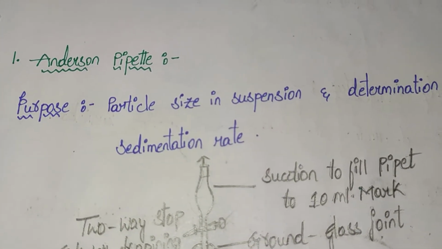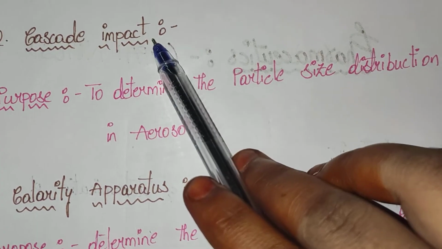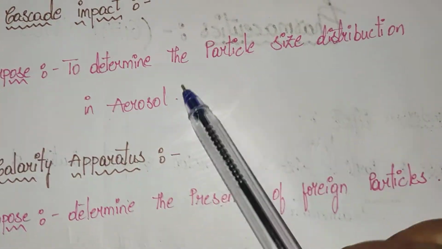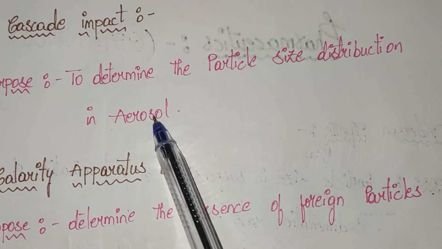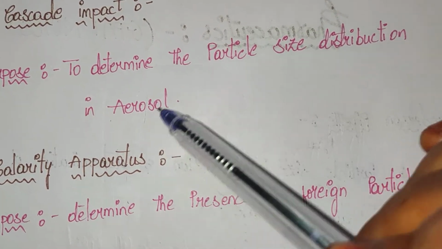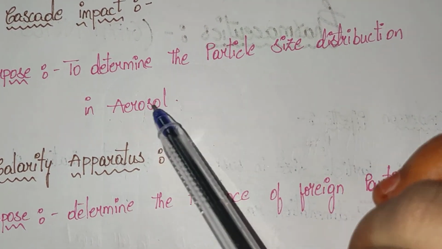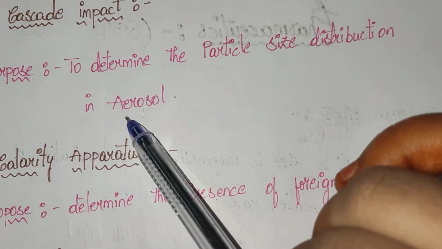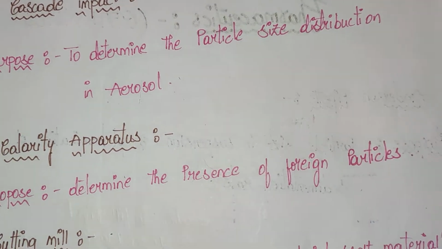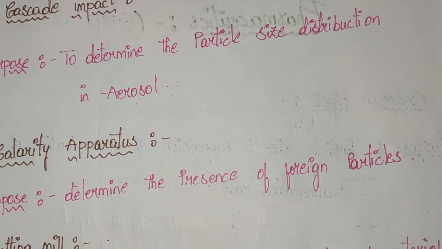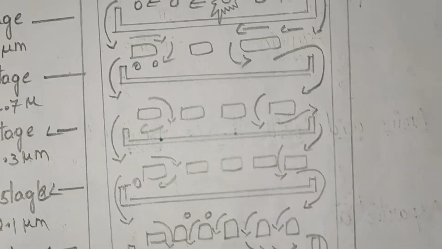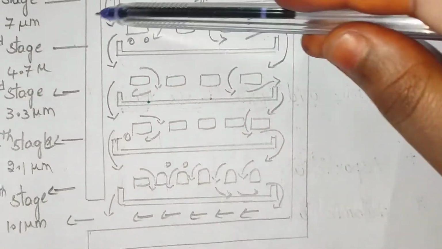Next one is the cascade impactor. The purpose of this equipment is to determine the particle size distribution in an aerosol. Here the word aerosol is two words: aero and sol. Aero means air and sol means solution. So it is a two-phase system. It consists of different stages where we can find out the particle size distribution easily based on these stages.